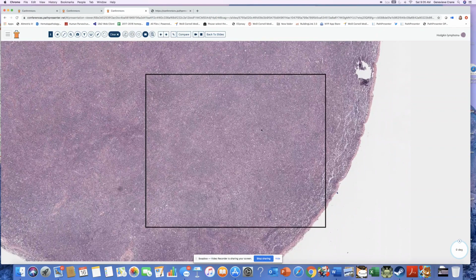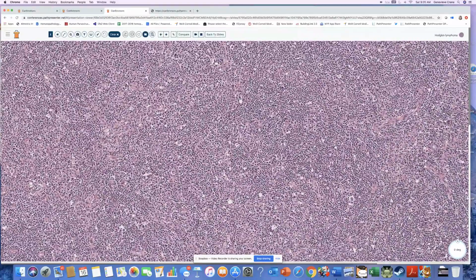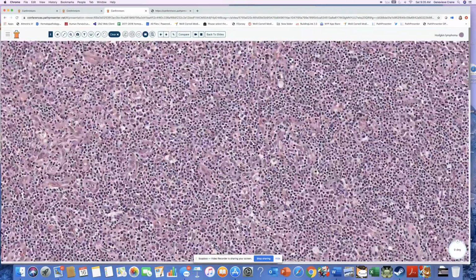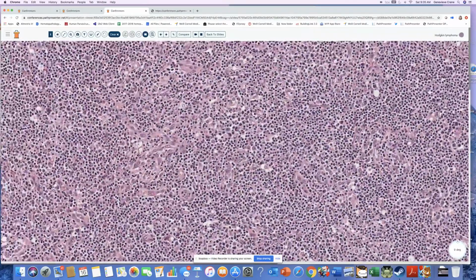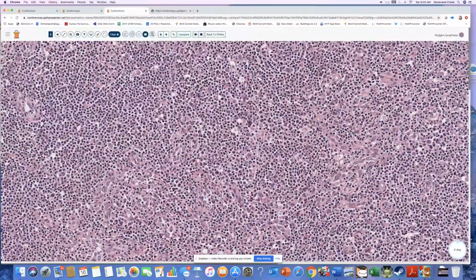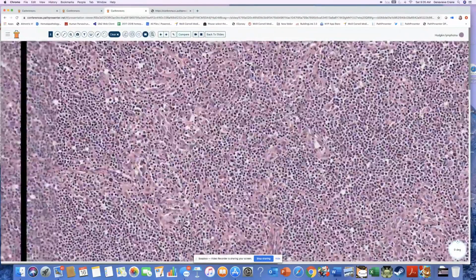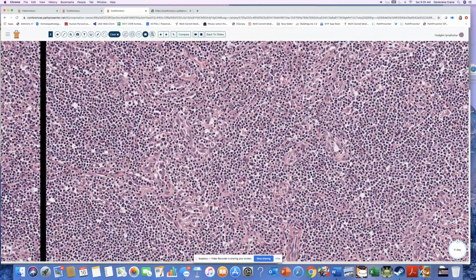Kind of zooming in as the image renders here, looks like a number of small lymphoid cells and kind of this diffuse proliferation here of a mixed inflammatory infiltrate. There's some fine fibrosis that we're appreciating here, some potential increase in vascularity, but we're not seeing big bands of fibrosis.